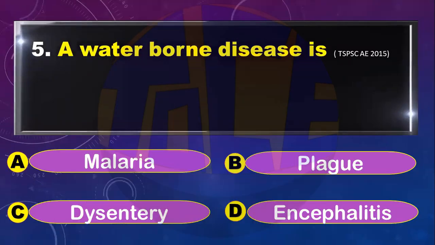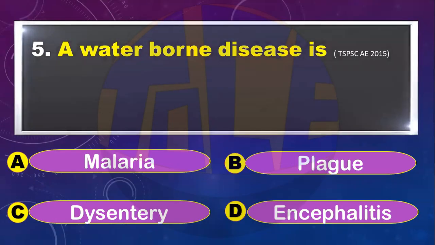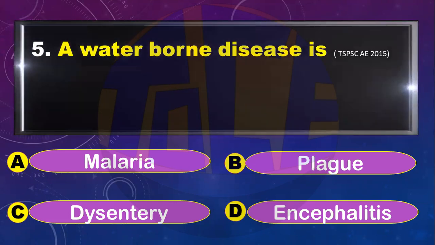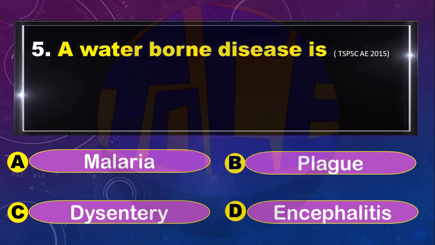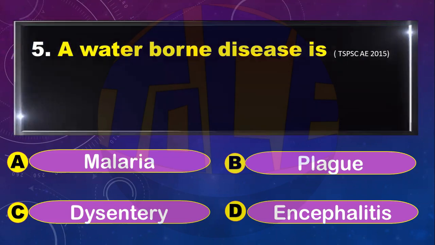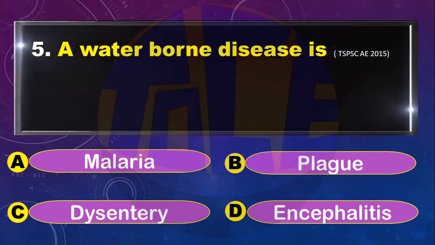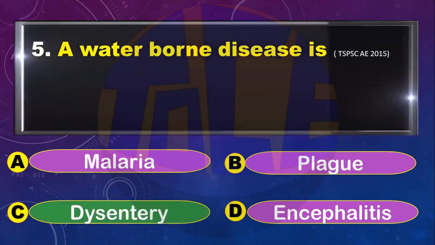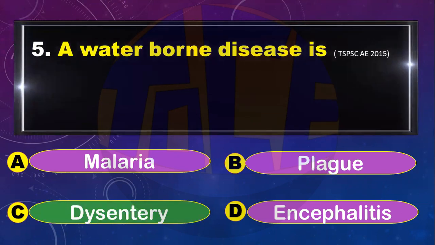Question number 5, a waterborne disease is: option A, malaria; B, plague; C, dysentery; D, encephalitis. Correct option is dysentery.